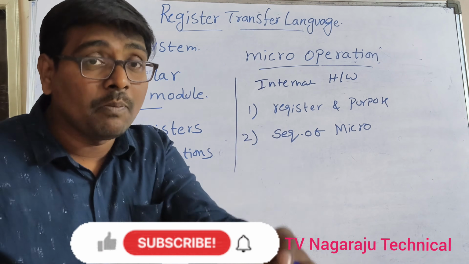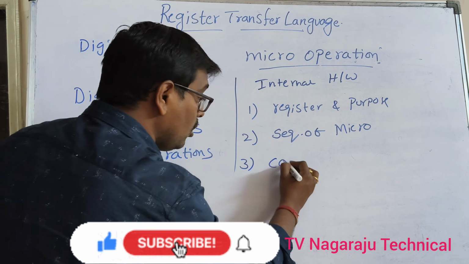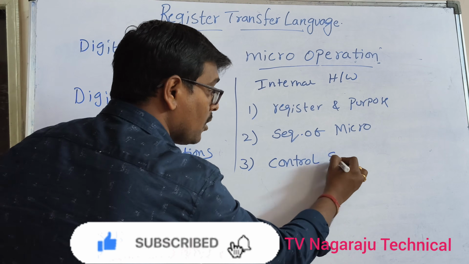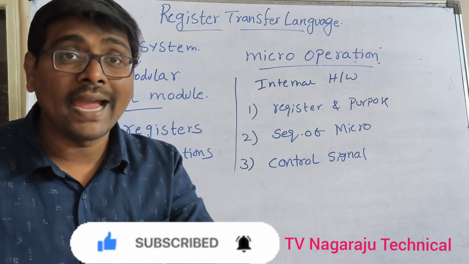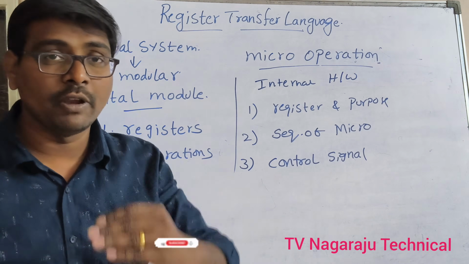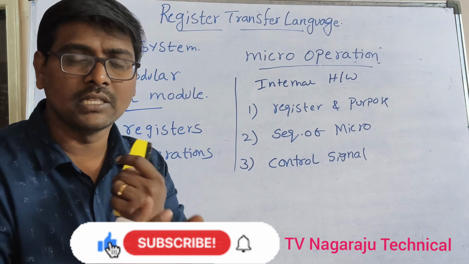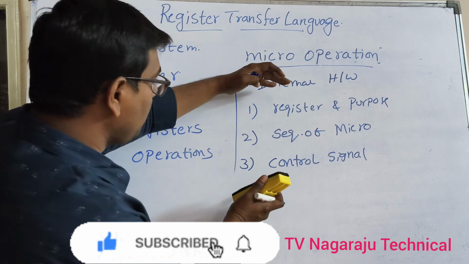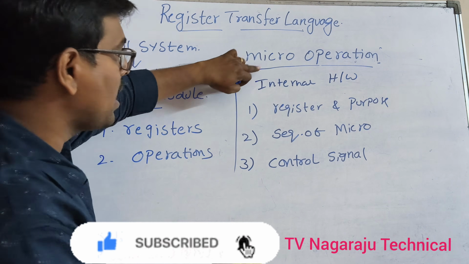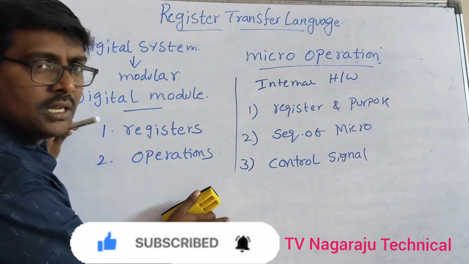The sequence of micro operations they perform, and the control signal which is used to activate the operation. Whenever the control signal is active, only then some data transfer occurs, or only then some operation occurs between the registers. So by using these three factors, we are defining the internal hardware. All these are some basic things.